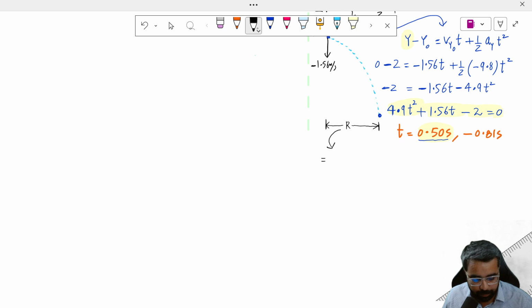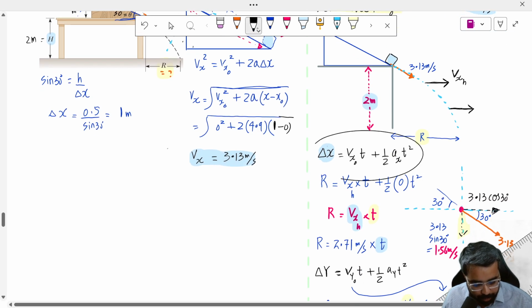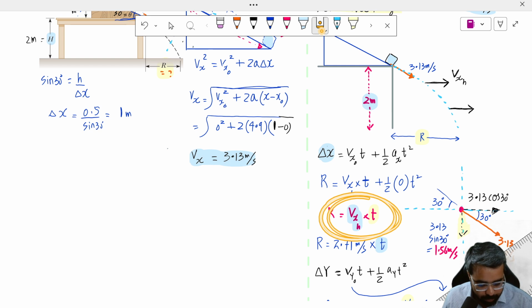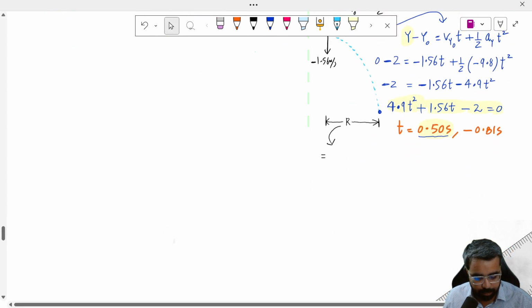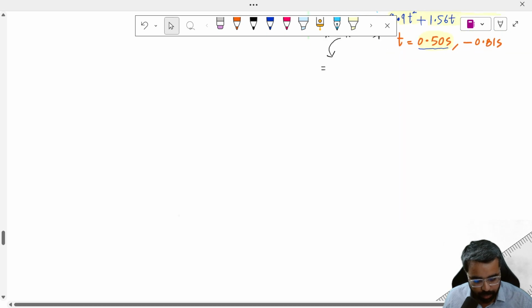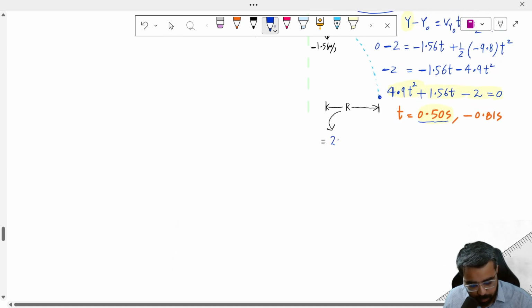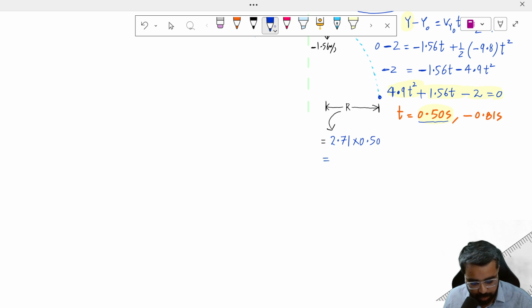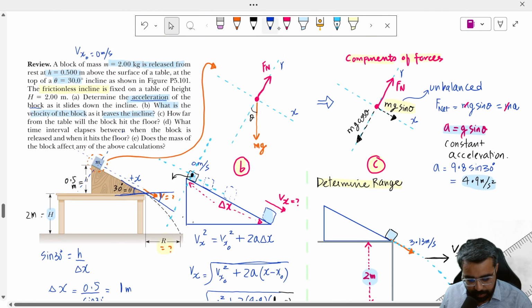Now you can find the range, how far it will hit the ground. You remember we made its equation by applying the kinematics equation, and what it gave us means that you have to multiply horizontal velocity and the time. What was the horizontal velocity? It was 2.71. So let's put the values: 2.71 times 0.50. You just take half the value, and the range is 1.35 meters. So that's our answer for this question. That was the question C.